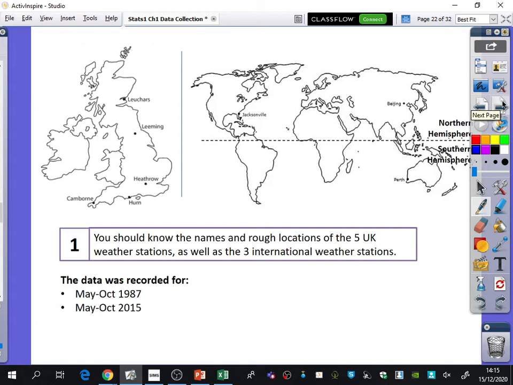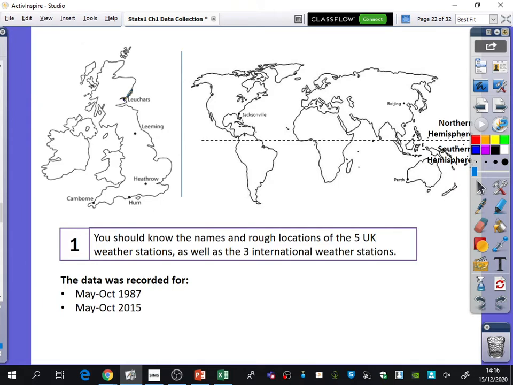The first thing that you need to know about are the names and the rough locations of the 5 UK weather stations, as well as the 3 international weather stations. First of all, let's have a look at some of these things. We've got this place down here called Camborne, then Hurn. Heathrow is easy, because we know Heathrow is in London. Then we have Leeming and Lerwick.